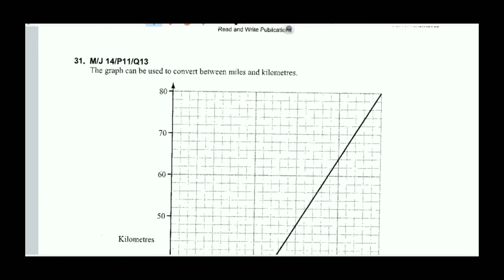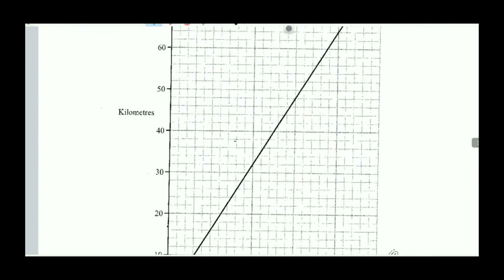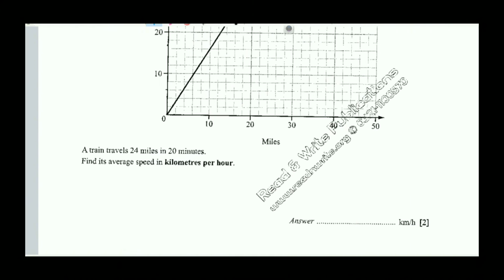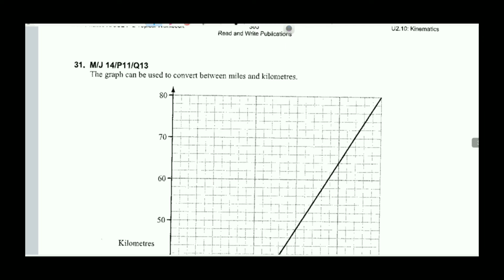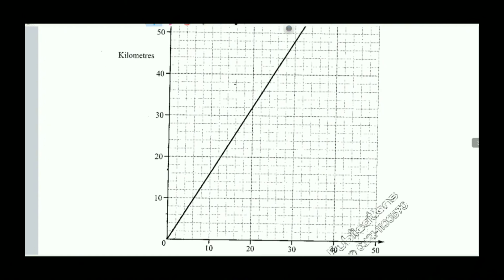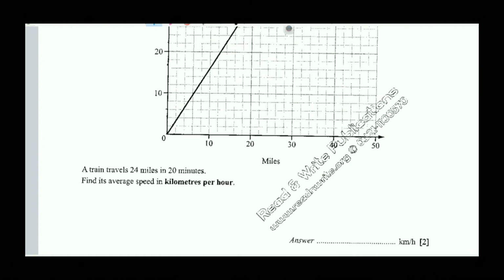The graph can be used to convert between miles and kilometers. What we have to do here: a train travels 24 miles in 20 minutes. Find its average speed in kilometers per hour. It is given that the graph can be used to convert between miles and kilometers. The first part can be done with the graph. So the answer should be in kilometers per hour.